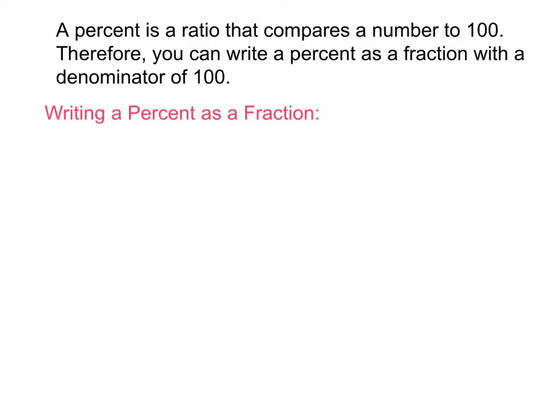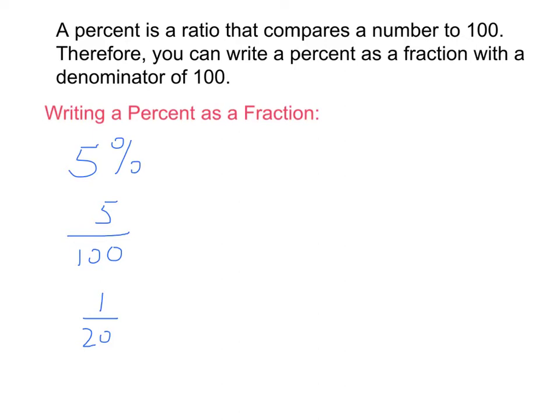So let's practice that. Let's say I have 5%, and I want to write that as a fraction. I just take the percent, which is 5, and write it over 100. And since it is a fraction, I want to make sure it's in simplified form, so I'm going to change that to 1 over 20. Make sure to simplify it.